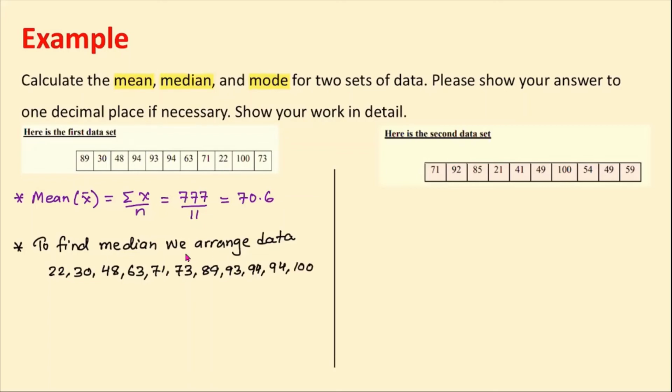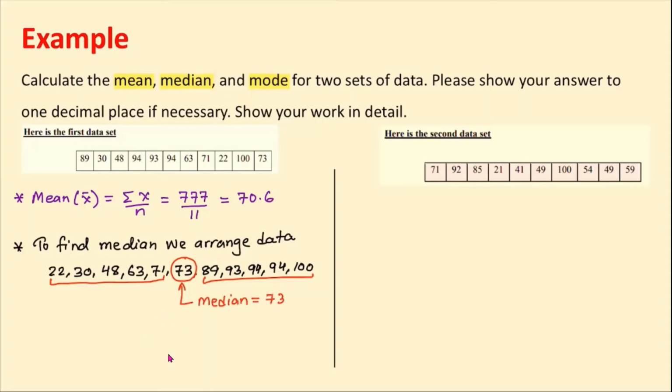And we know that there are 11 data values. So when you divide it into 2 parts, you'll have 5 on each side. So we'll have 1, 2, 3, 4, 5 on one side, and the other 5 on the other side, 1, 2, 3, 4, 5. And you'll see one value in the middle, that is the median. So that value is the median. The median is equal to 73.